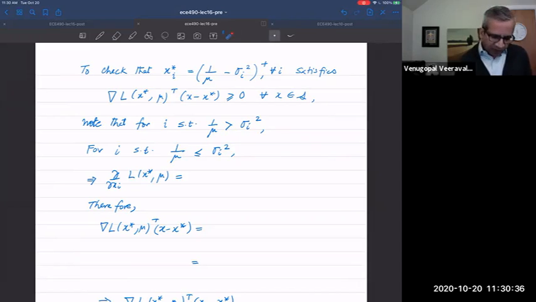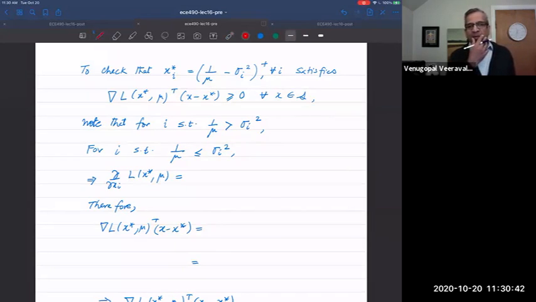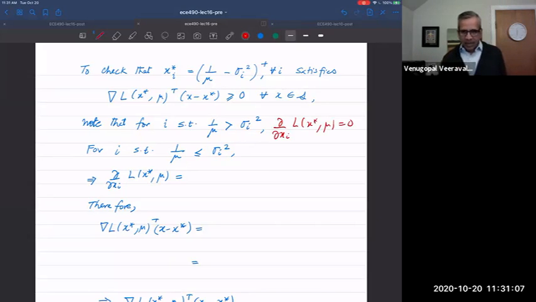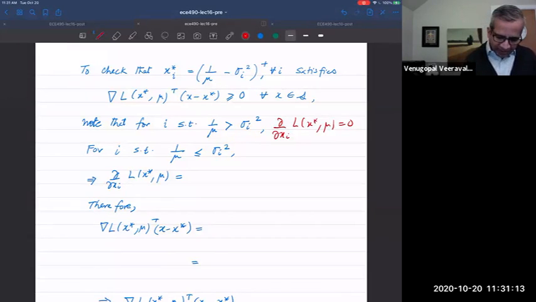Okay, so first of all, we note that whenever 1 over mu is bigger than sigma i squared, that component of the gradient is equal to 0, because that component is in the interior. So for all i such that 1 over mu is bigger than sigma i squared, the gradient component is 0. And for all i such that 1 over mu is less than or equal to sigma i squared, we know already that xi star has been set to 0.